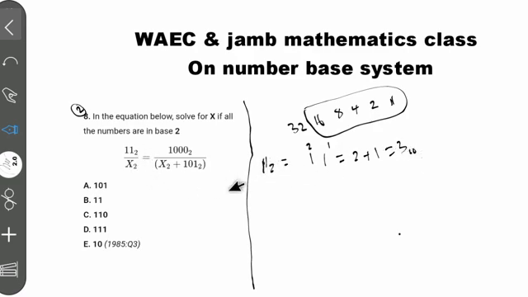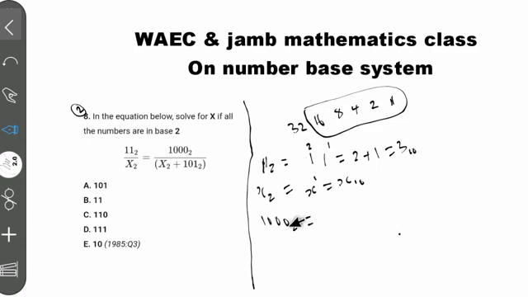Now let me convert this one. We have S in base 2. To convert S, it's the same method because you only have 1 digit here, that is power 1. So 1 times S is equal to S in base 10. Now the next one here, we have 1, 0, 0, 0 in base 2.